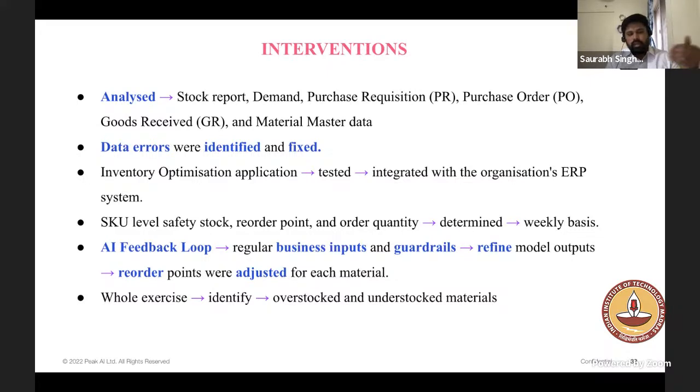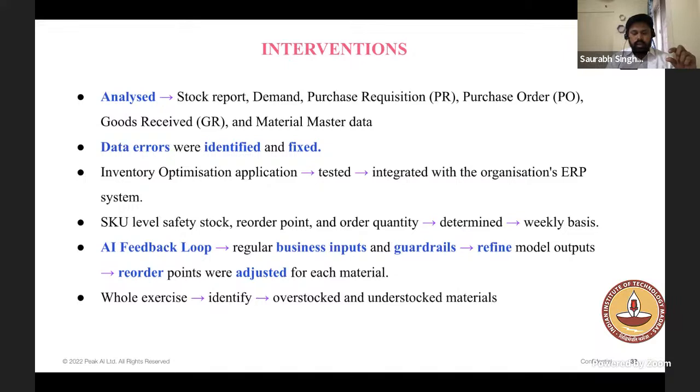How much they are receiving the new spare parts. We fixed the data errors present in all these different data sets, such as duplicacy or missing values. And we built that application as I've shown in the previous slide. Now with the help of that application, we have come up with our recommendation, which is essentially the reorder point and order quantity for each spare part, for each SKU.